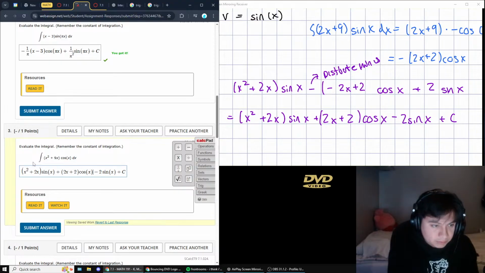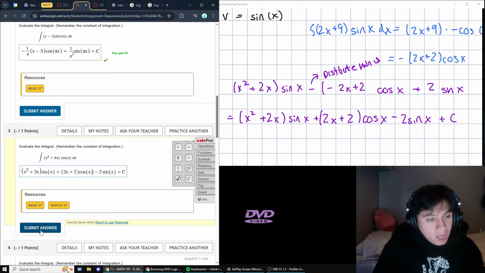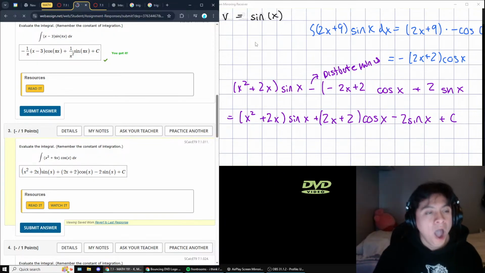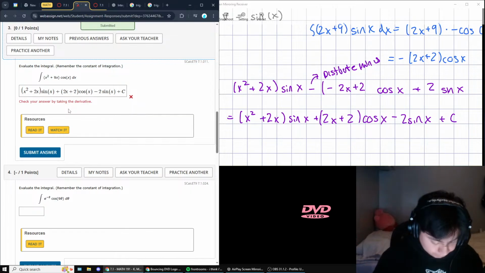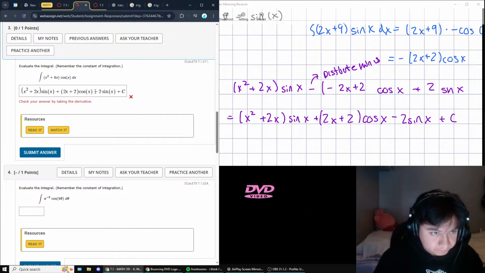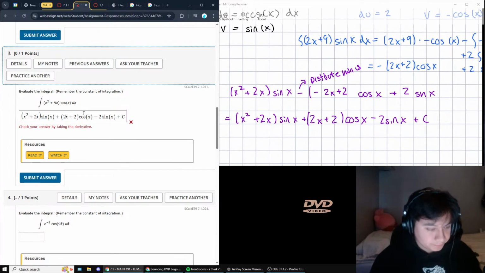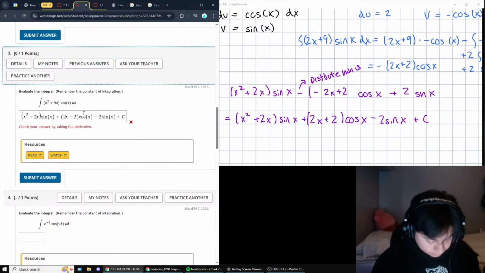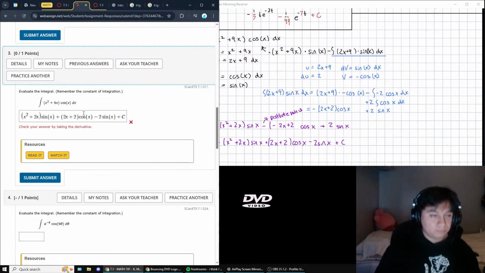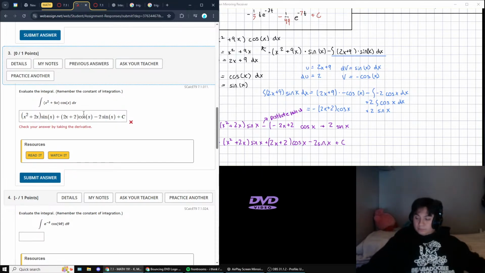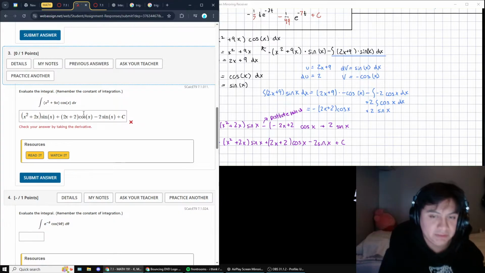Sine x plus 2x plus 2 cosine x minus. What did I do wrong? Let's see what chat says that I did wrong.